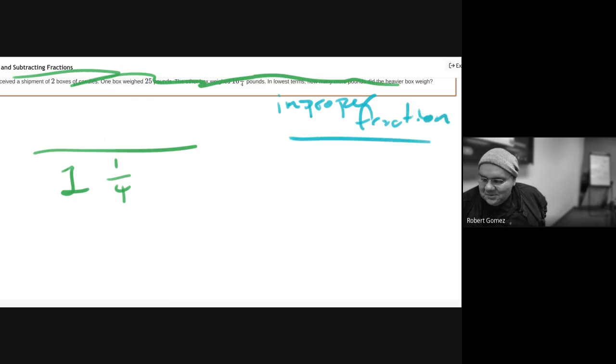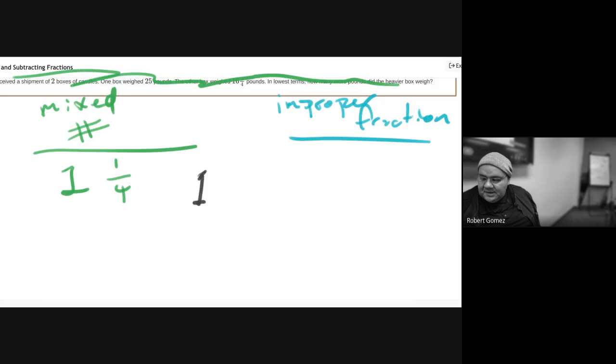So we have a mixed number. I'm just going to put a number sign here. This is how we do this. This time we have to do a little bit of multiplication and a little bit of addition. So this is kind of our in-between step. What we're going to do is a little multiplication first.